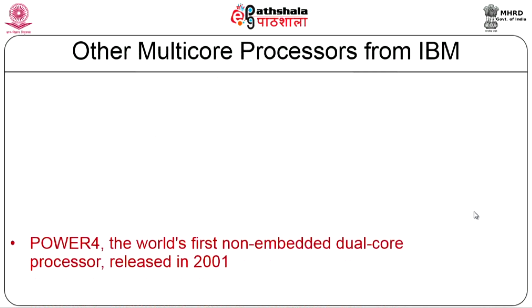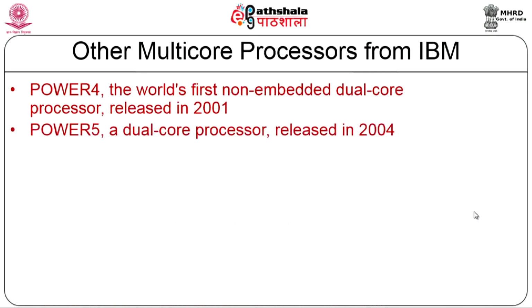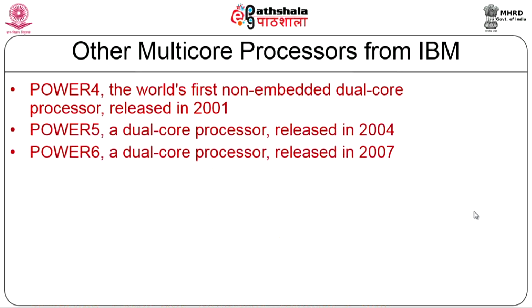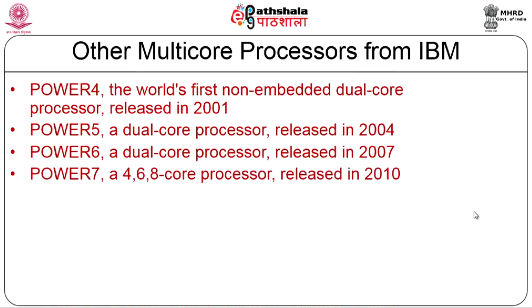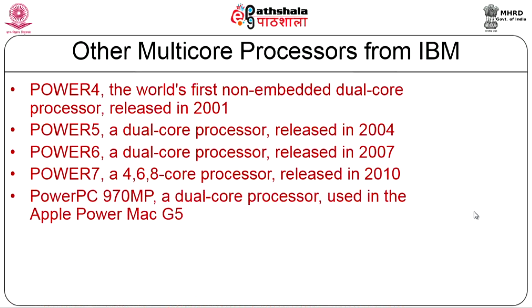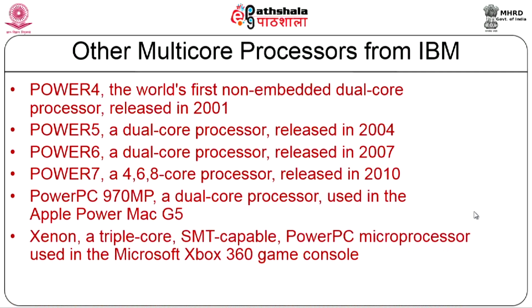If you look at other multiprocessors from IBM, you have Power 4, the world's first non-embedded dual core processor, which was released in 2001. Power 5 came in 2004, Power 6 in 2010, and Power 7, which has implementations as a quad core, a 6 core and an 8 core processor, was released in 2010. There is also the PowerPC 970MP dual core processor used in the Apple Power Mac G5, and Xenon, which was later given.